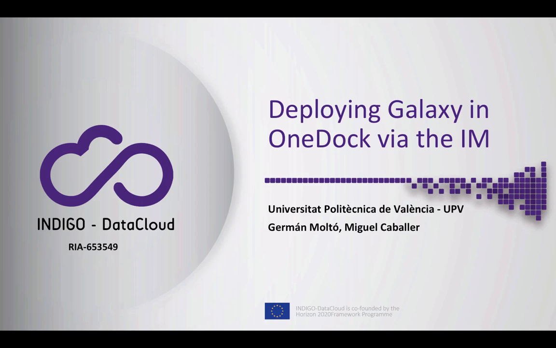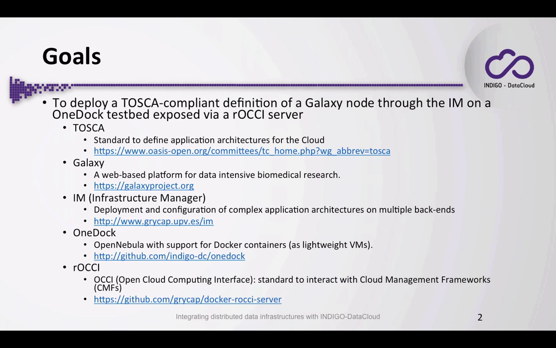I am Associate Professor at UPB, and in this video we're going to demonstrate how to deploy Galaxy in OneDock using the Infrastructure Manager. This is a research work part of the indigo-datacloud project. So basically what we're going to do is to deploy a TOSCA-compliant definition of a Galaxy node through the Infrastructure Manager on a OneDock testbed exposed via an OCCI server.